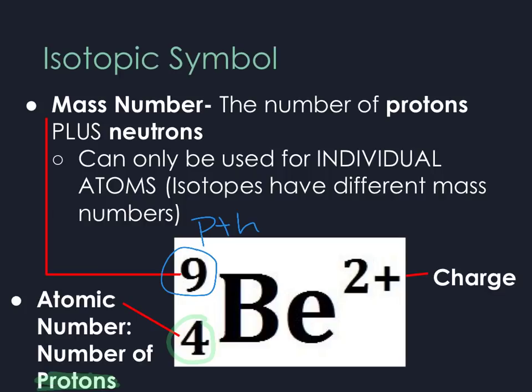So if I have a mass number of 9, what is happening? What is happening? Get out of here.